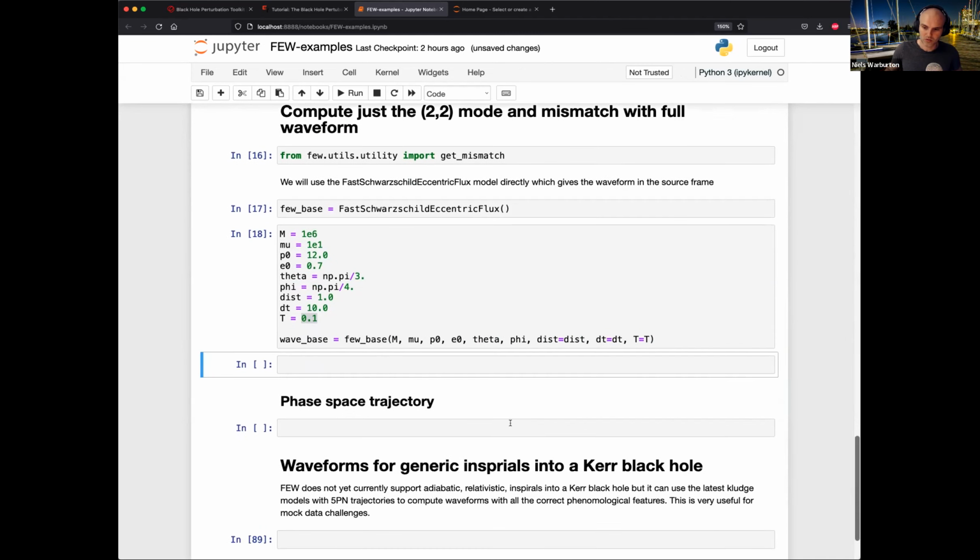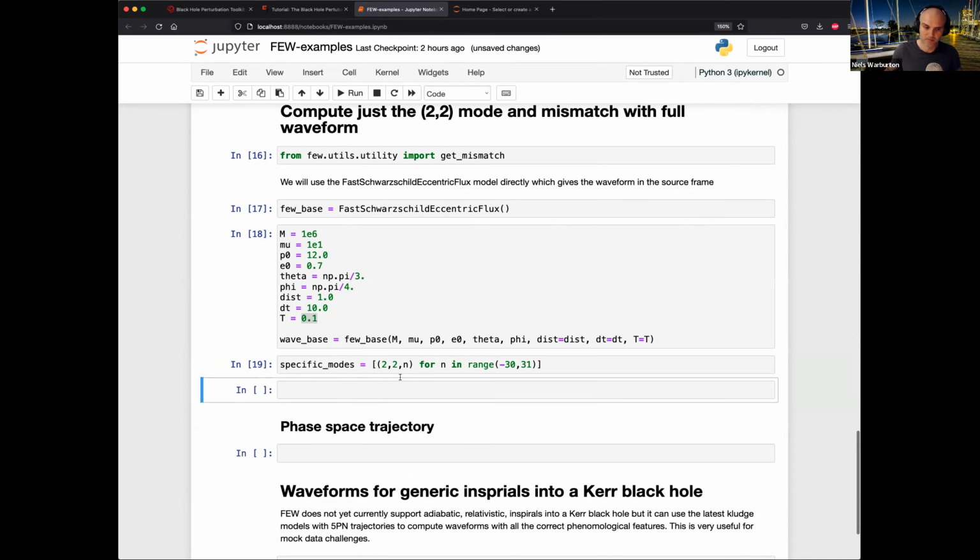What we can do, just 10 minutes remaining, we can compute just some modes of the model. It's minus 30 to 31. So this is the radial harmonics. So there was a question in chat about what n meant. n is the radial overtone index. So we can play around with this in a moment and see what effect that has on the waveform. And you can go up to plus or minus 30 in the current model.